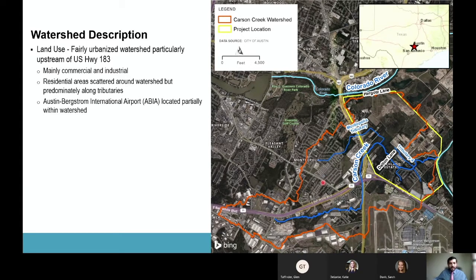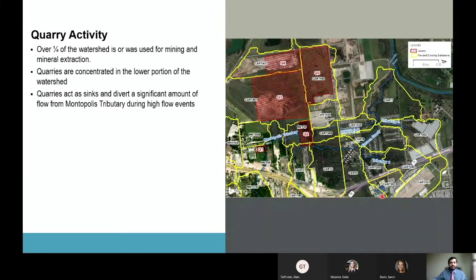Along the main Carson Creek stem, most of the areas are commercial or industrial developed, but along the tributaries, most of the areas are residential. On the south part of the watershed, there is Austin International Airport. And interestingly, there are a few active or abandoned quarries in this area.